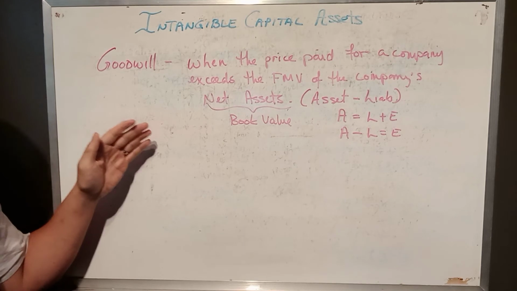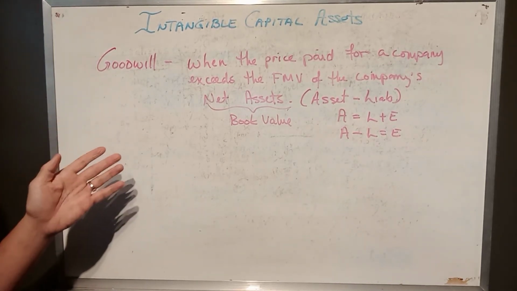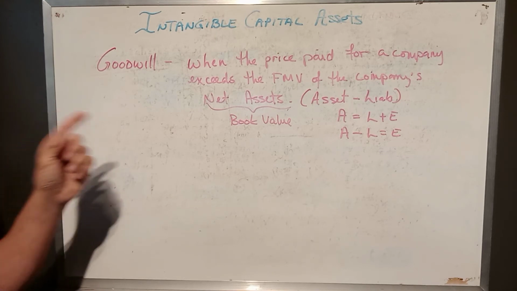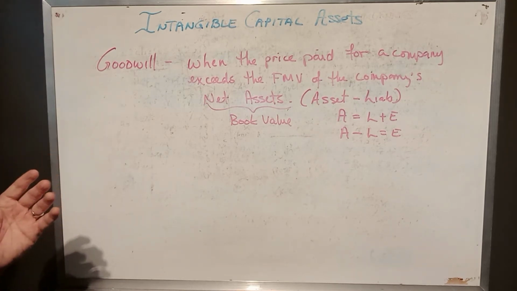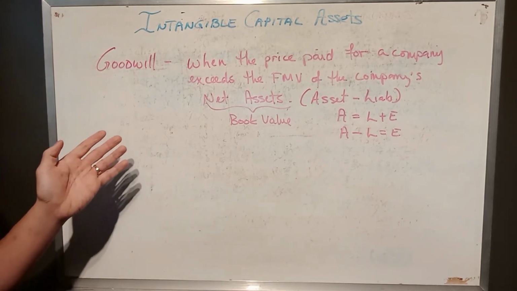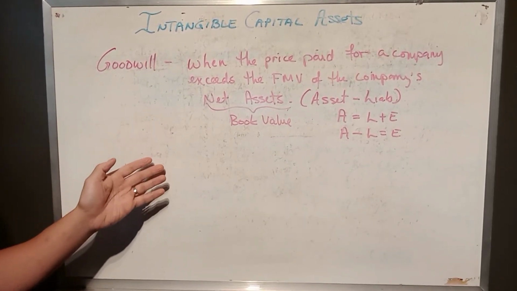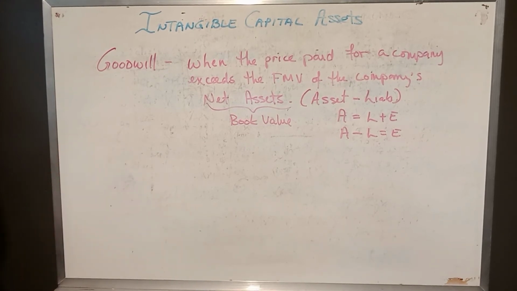So there are certain circumstances why this would happen. Say, for example, a company's certain valuable attributes cannot be measured among its net assets. So we can conclude, for example, that a company has superior management, a skilled workforce, superior customer service, and quality of goods and services. That's why it has a value that exceeds its fair market value.